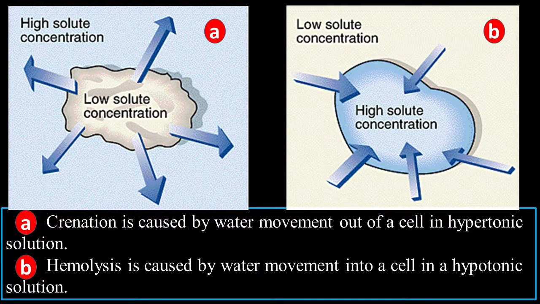Here I have A. The crenation is caused by water movement out of a cell in hypertonic solution. Hemolysis is caused by movement into a cell in a hypotonic solution, as listed above in A and B. Most excellent site for visuals of solution chemistry, and that's going to be chem.ufl.edu.